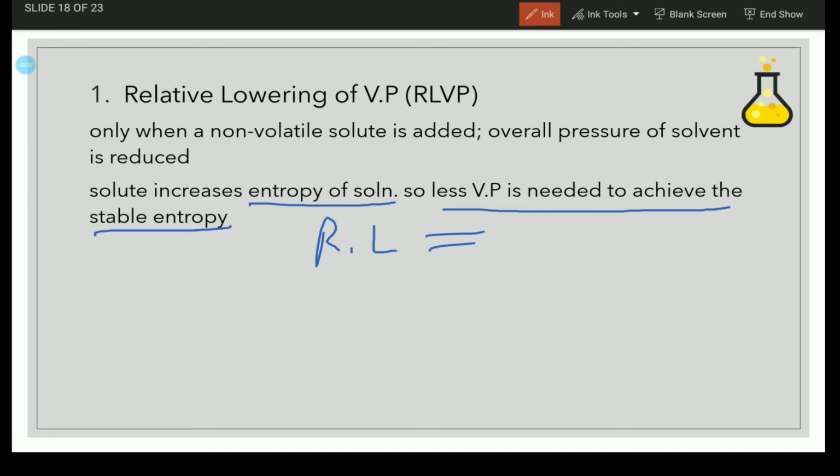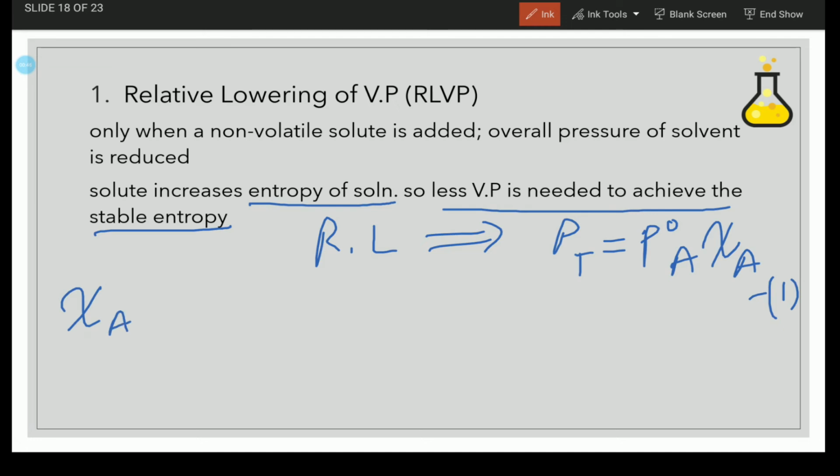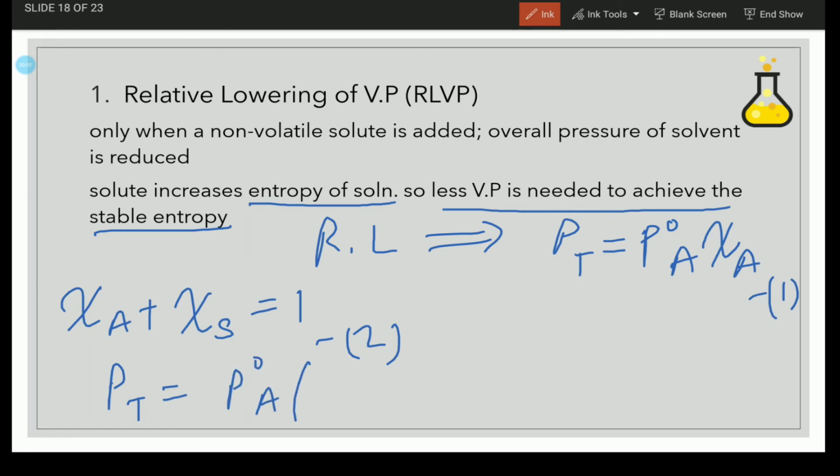Raoult's law tells us that the pressure above the solution is equal to P naught A times chi A. Obviously, we will not be considering the pressure exerted by the solids because they do not. Let this be equation 1. Now we know that chi A plus chi of solute is equal to 1. Let this be equation 2. Combining 1 and 2, we get Pt = P naught A times (1 - mole fraction of solute).